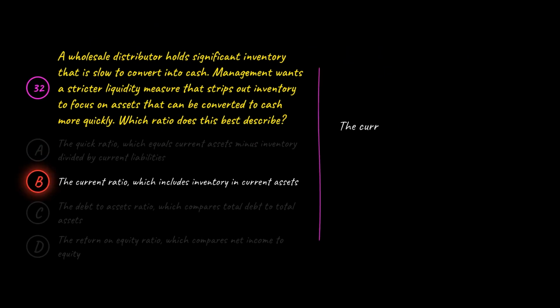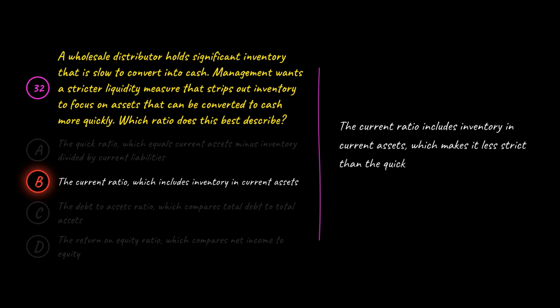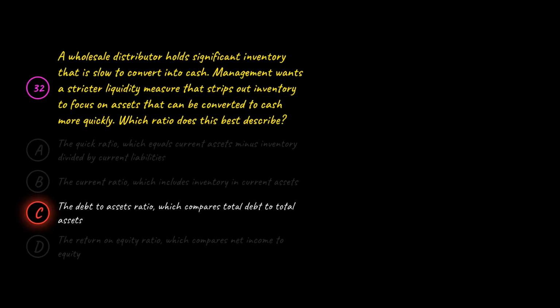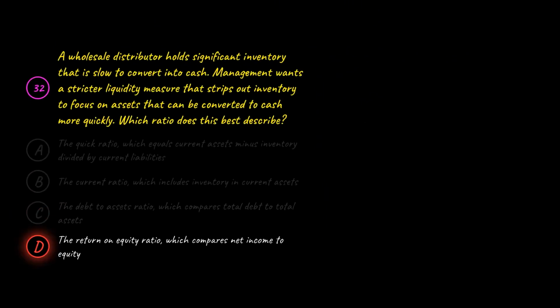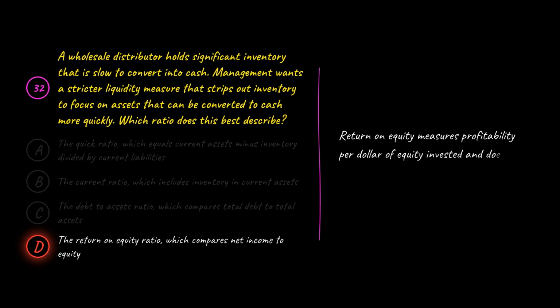B is wrong because the current ratio includes inventory in current assets, which makes it less strict than the quick ratio. The wholesaler wants the inventory removed. C is wrong because the debt to assets ratio is a leverage measure that compares debt to total assets and does not focus on liquid current assets. D is wrong because return on equity measures profitability per dollar of equity invested and does not measure short-term liquidity.